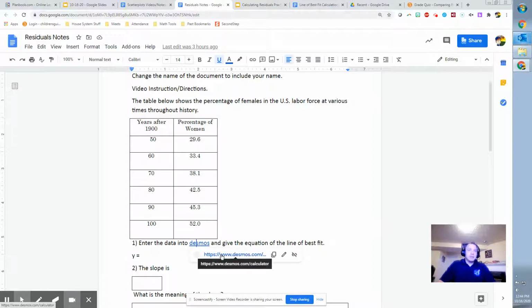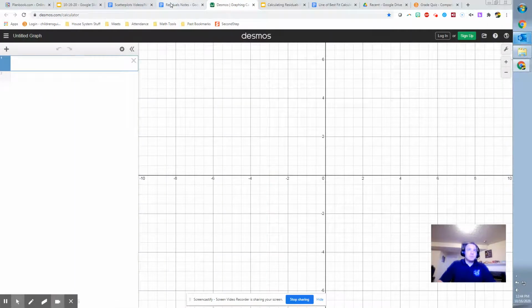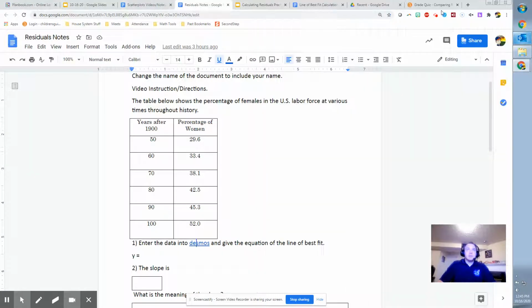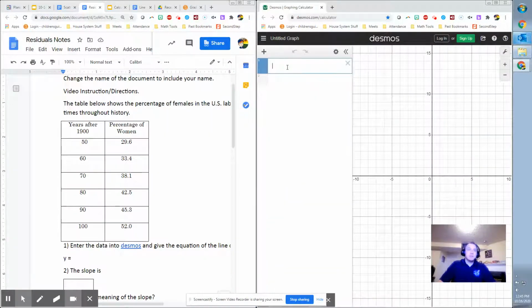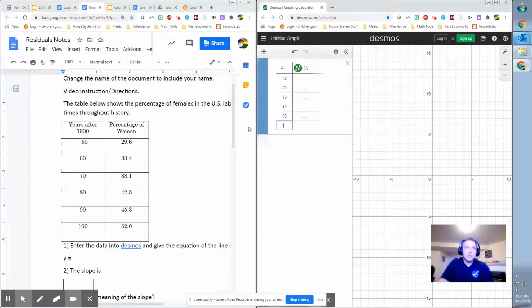The first thing I'm going to do is enter the data into Desmos. I'm going to side by side this, but you can copy and paste into a spreadsheet to do this. I'm going to insert a table here and the X values will be the years after 1900. So 50, 60, 70, 80, 90, 100. And then over here, 29.6 and 33.4. You can hit your enter key instead of an arrow key, just so you know to go downwards.